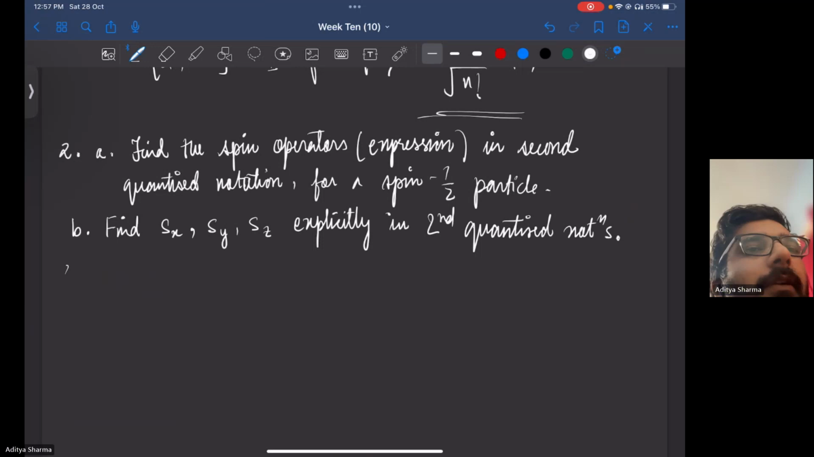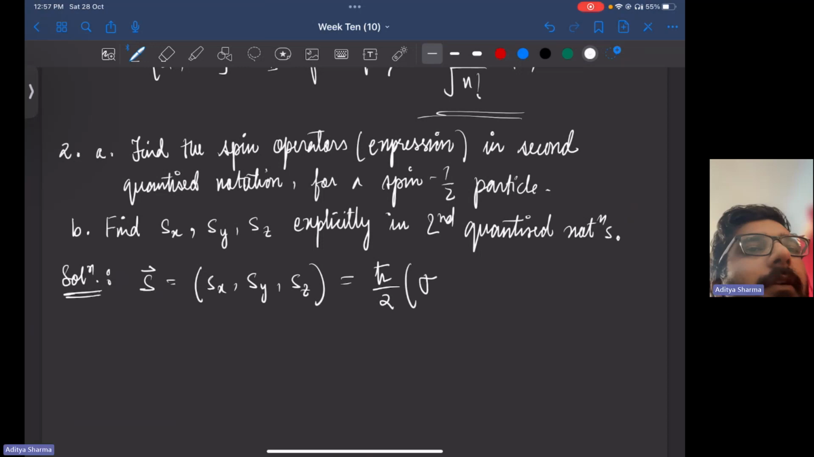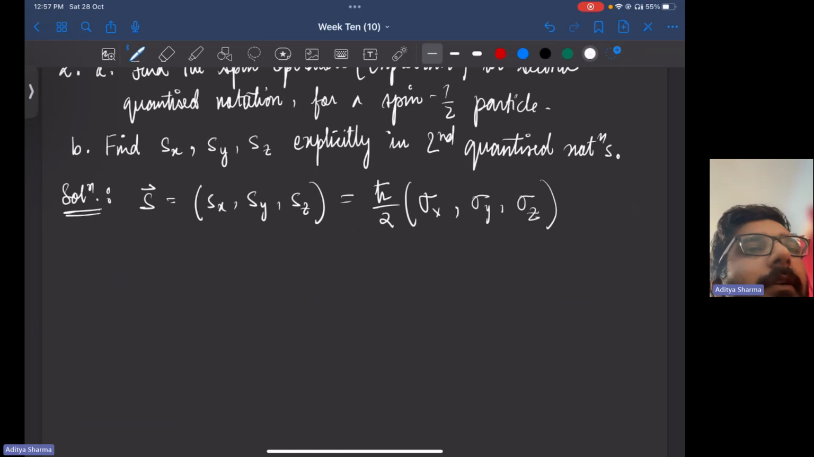Okay. Solution to it is: so our spin operator is given as, and right now I'll write the factors, which is h cut by 2. This is the Pauli matrix X, Pauli matrix Y, Pauli matrix Z, where they have their usual definition. Okay.